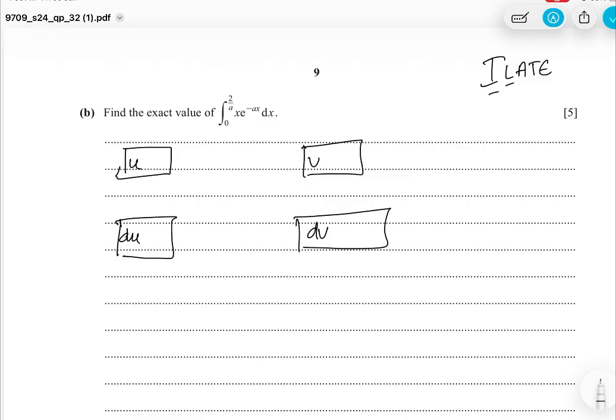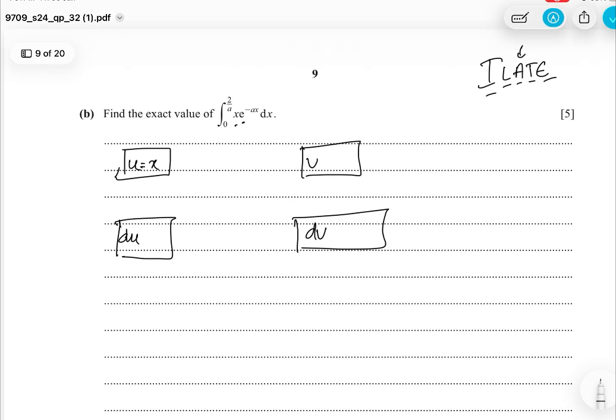Inverse first, logarithms, algebra, trigonometry, exponential. This is the preference of choosing u. Over here I can see algebra and exponential, so we'll use algebra as u. So u equals x. And the remaining part equals dv. Yes or no? So it would be e to the power minus ax dx.